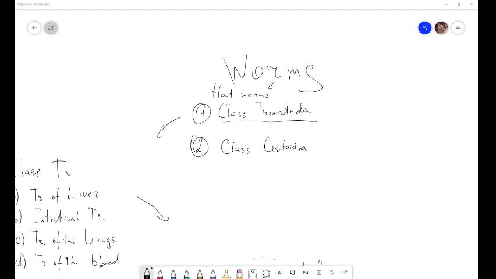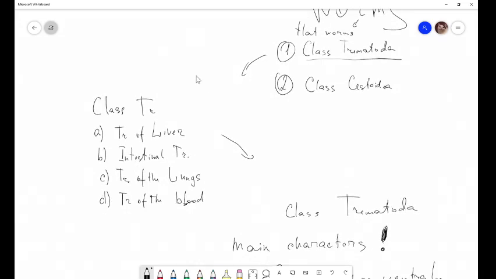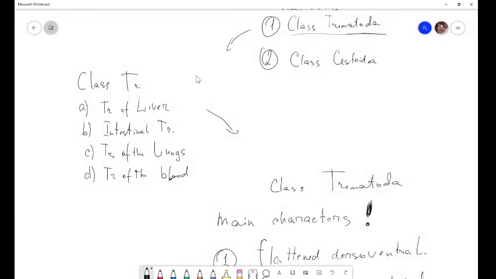In our first classes we must learn two main classes. There is class Trematoda, which is about flatworms. First of all, we learn flatworms, and we learn class Trematoda, two classes, and the second class is class Cestoda. Cestoda. Okay. What about class Trematoda?